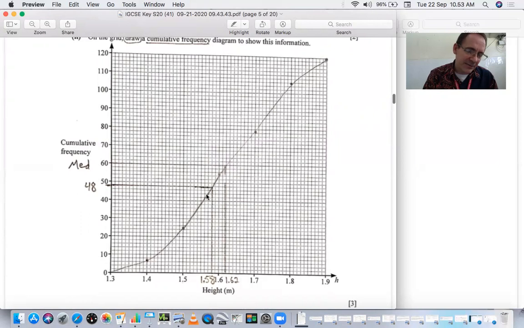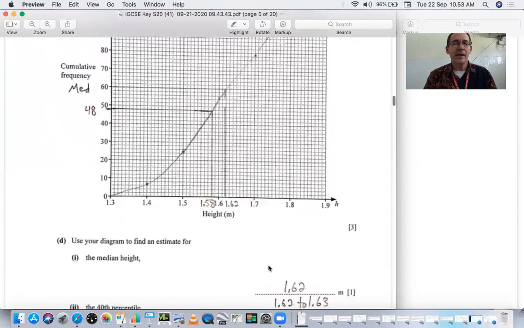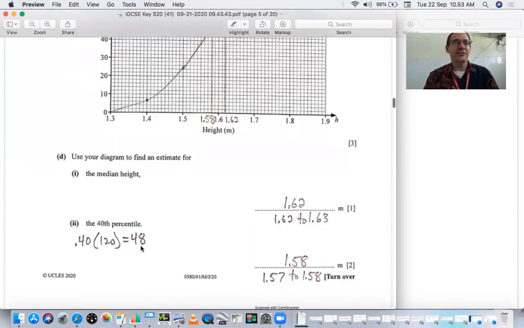You should have kind of an elongated S shape. This one's quite stretched out. It's a little difficult to see that S. There's a little curve down here and a slight one up here. But generally speaking, cumulative frequency has an elongated S shape to it. Then we want to answer some questions.